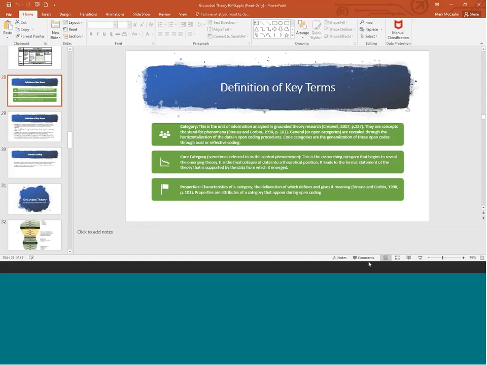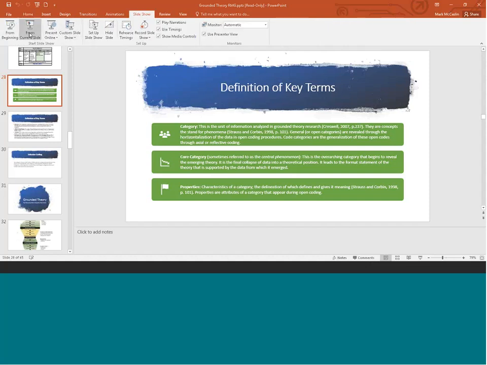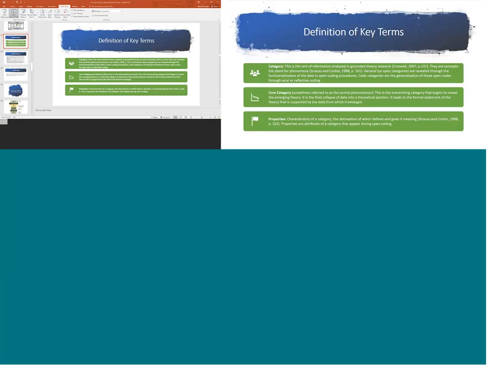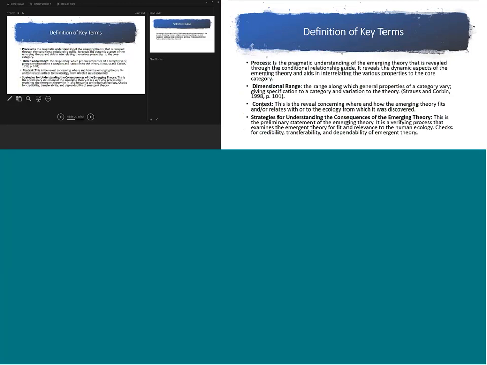I also wanted to point out that on the deck itself, I have some key terms that are often used around grounded theory designs. Things like the category, core category, properties, dimensional range. I'm going to present this as a slideshow. And also the context, and then strategies for understanding the consequences of emerging theory.